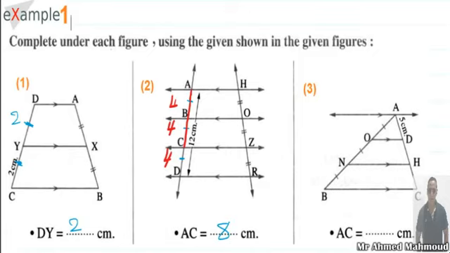The next one, for example, AY parallel to OD parallel to NH parallel to BC. We have AO equal to NO equal to NB, equal segments. That means AD equals DH equals HC. Since AD equals 5 centimeters, we get that DH equals 5 centimeters and HC equals 5 centimeters. In that case, AC equals what? AC equals 5 plus 5 plus 5 equals 15 centimeters. I think it's very, very easy. Let's solve the next example.